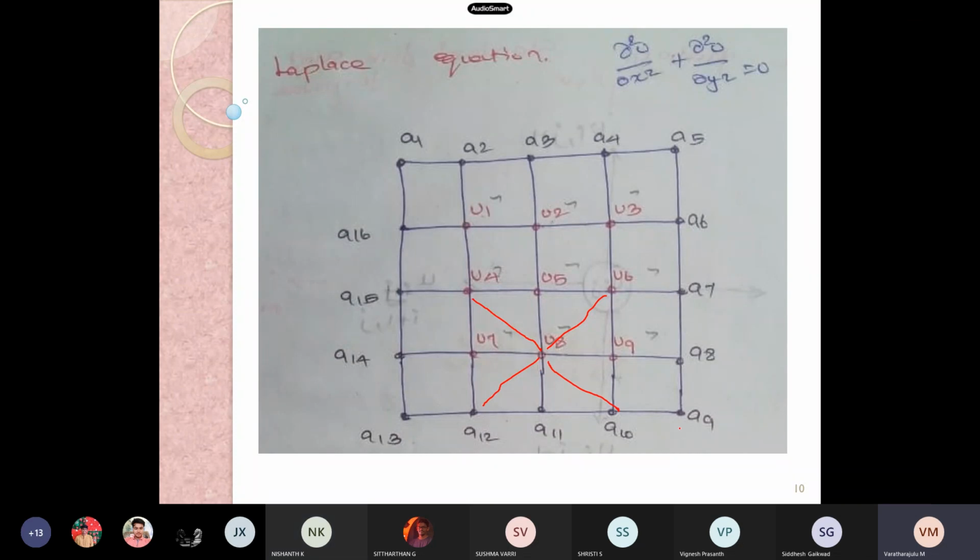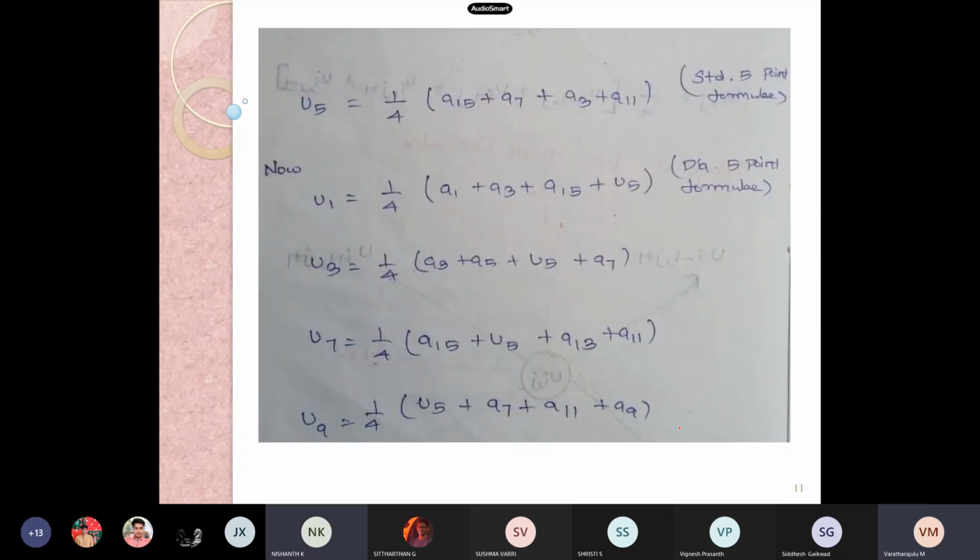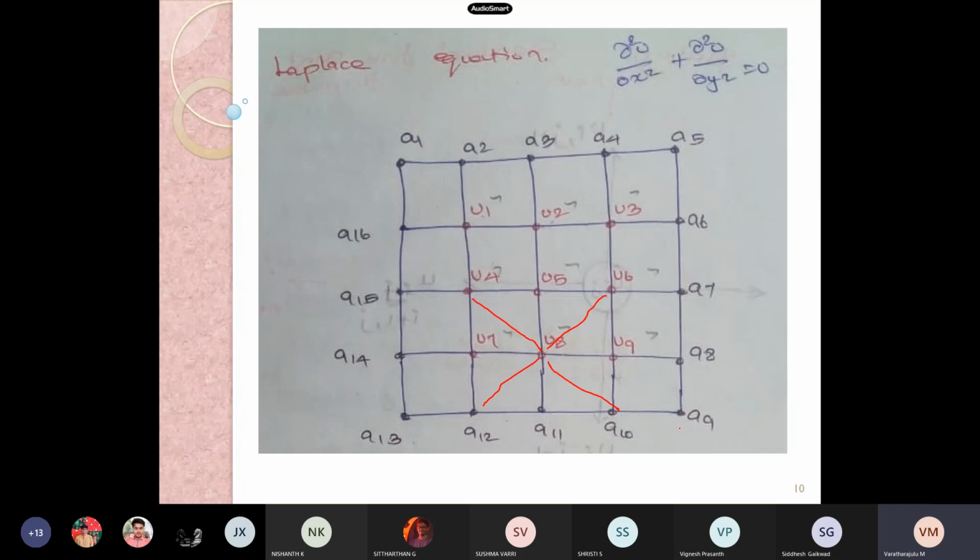Yes. Here, why is it not suggested? The yielding ability of the standard 5-point formula is greater than that of the diagonal 5-point formula. When there is a possibility for finding the values with the standard 5-point formula, depend on the standard 5-point formula alone. Don't depend on the diagonal 5-point formula. When we don't have any other possibility, that is, we don't have the possibility to find the value with the standard 5-point formula, then temporarily we depend on the diagonal 5-point formula. So for the initial iteration alone, we depend on the diagonal 5-point formula.